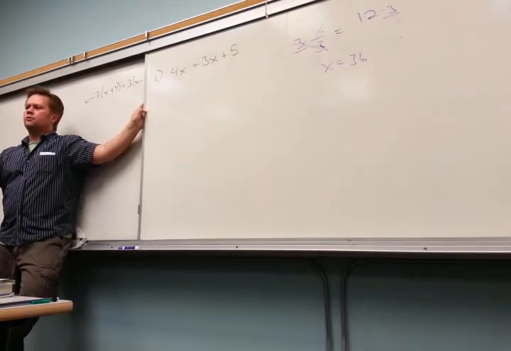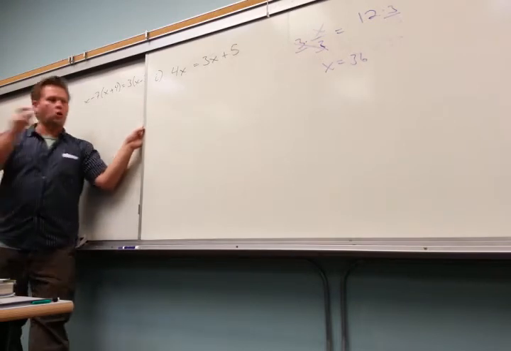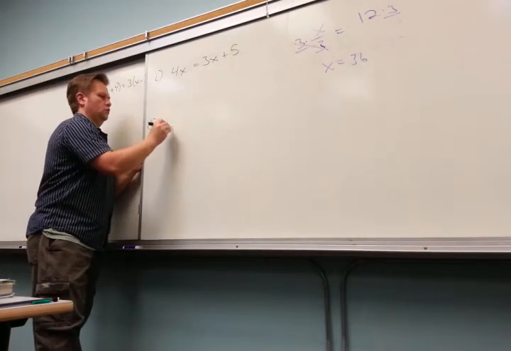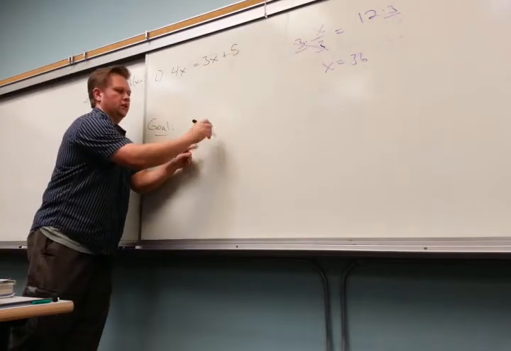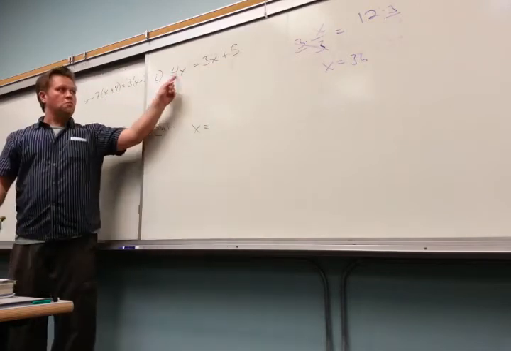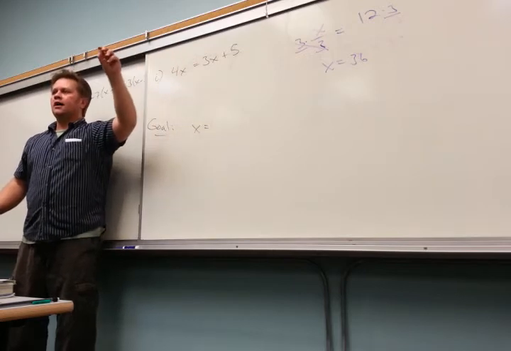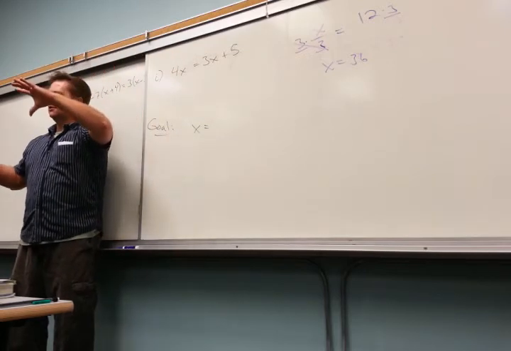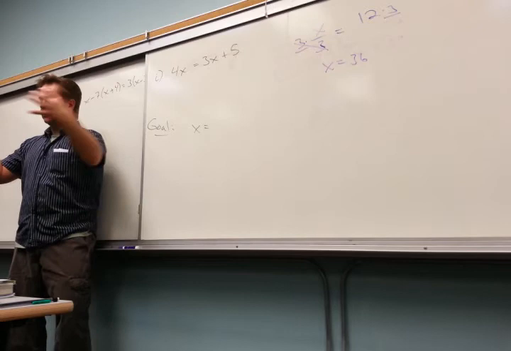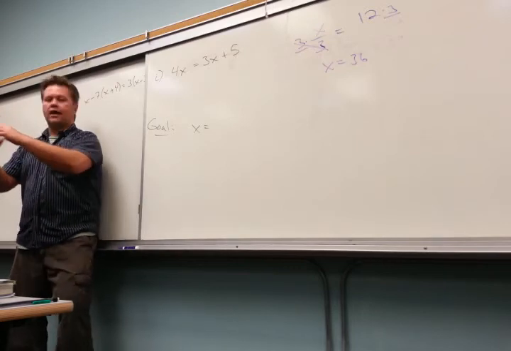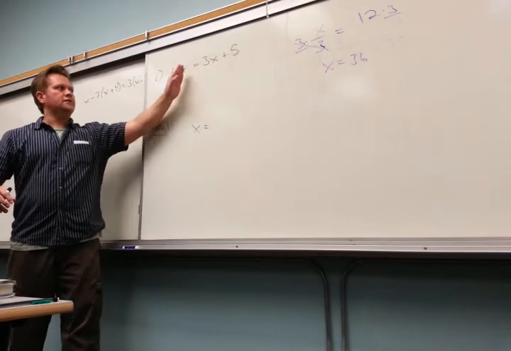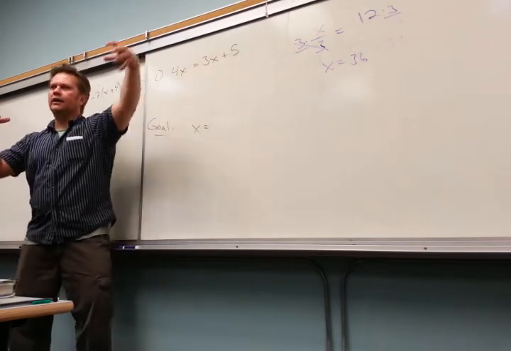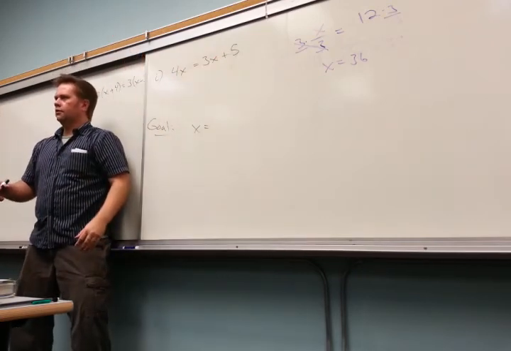The key here is to remember our goal. Our goal is to get x by itself equals a number. So the main problem here is I've got some x's that aren't all on the same side. I need them on the same side, don't I? I have to have x equals a number. Right now I've got some x's equals some x. That's not good. I've got to get my x's together, right?